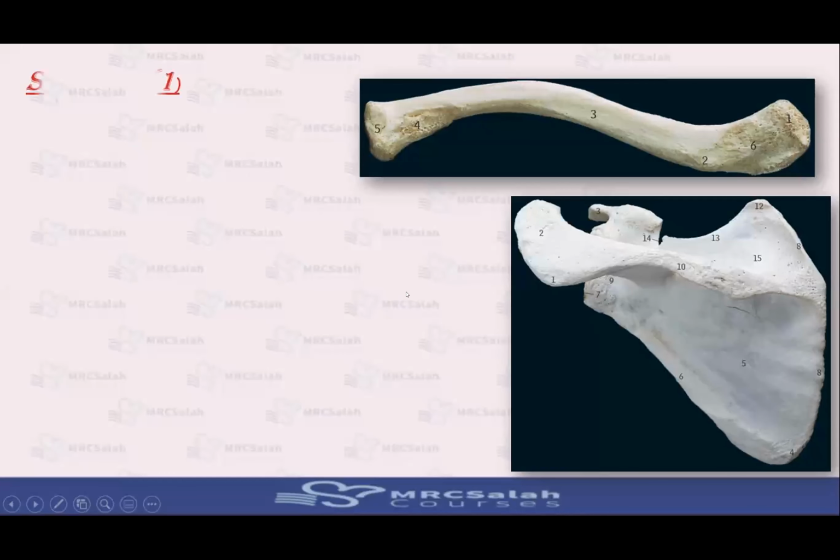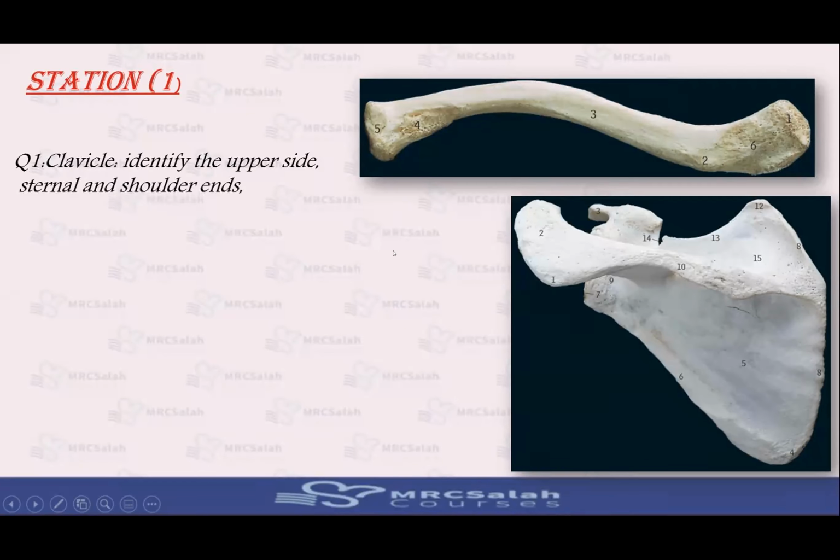Okay, so the first question: can you please identify this side of the clavicle? Is it the upper side or the lower side? This is the lower side. Okay, can you tell me where is the sternal end? Number 5 is the sternal end and 1 is the shoulder end. Okay, perfect. Can you tell me how it articulates with the scapula? The shoulder end will articulate with the acromion of the scapula.